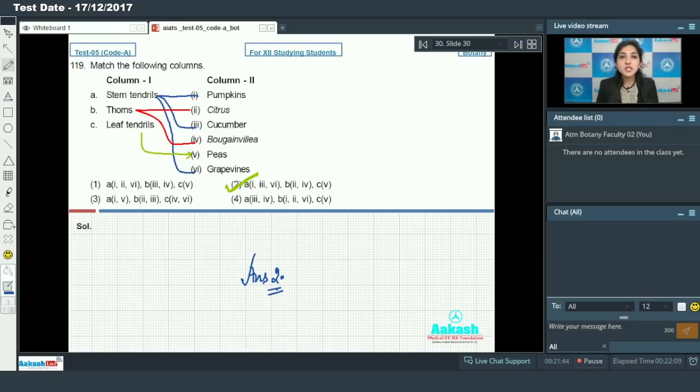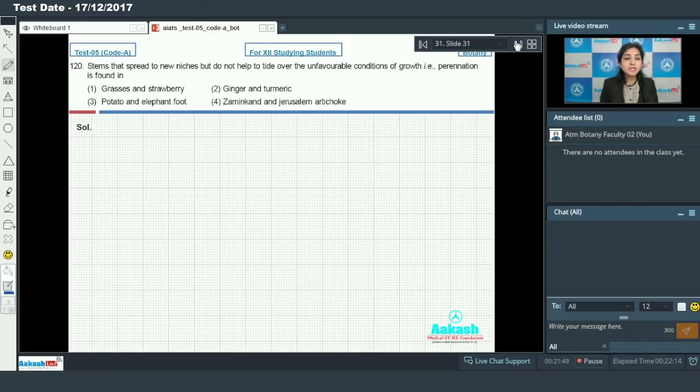Moving on to the next question, question number 120. Question number 120 says, stems that spread to new niches but do not help to tide over the unfavorable conditions of growth, that is perennation, are found in. So these are stems that spread to new niches, but they do not help to protect against unfavorable conditions. These are runners. They are found in grasses and strawberry.